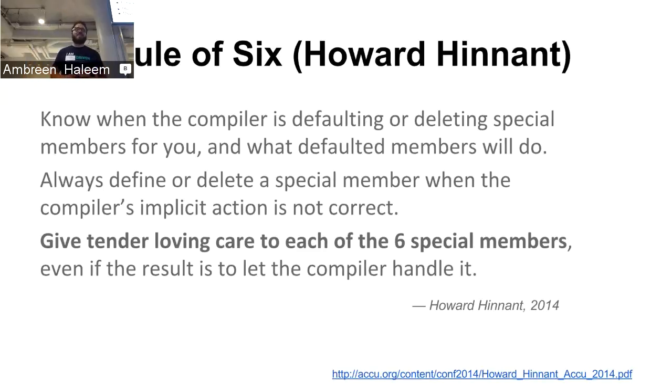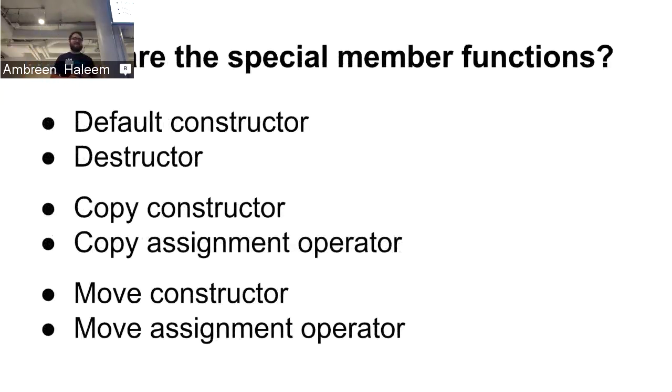So what are the special member functions? All right. There are 6 of them. Default constructor, and of course the destructor, the copy constructor, copy assignment operator, move constructor, move assignment operator.